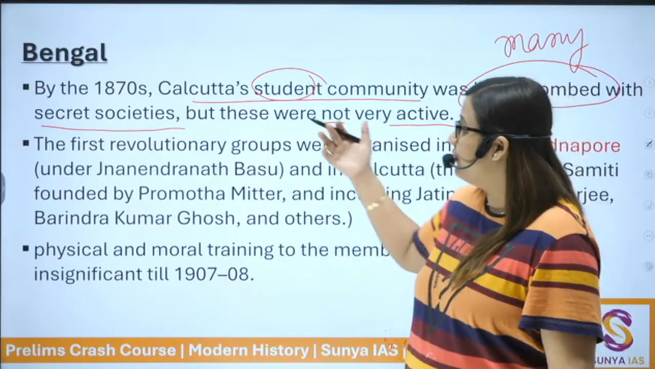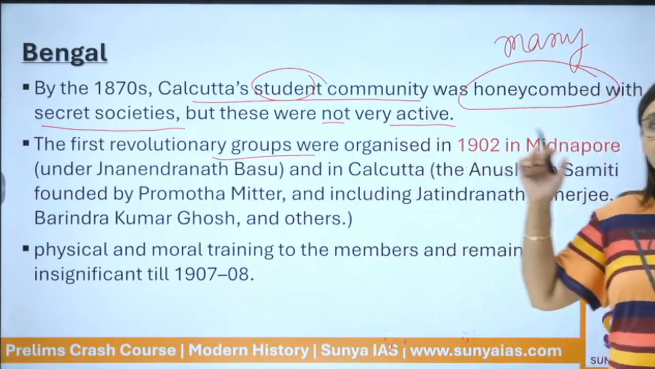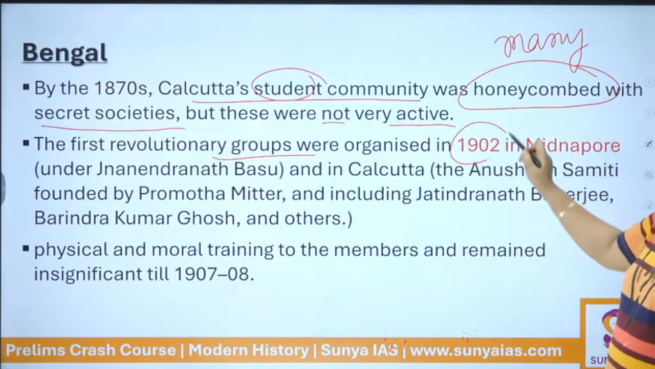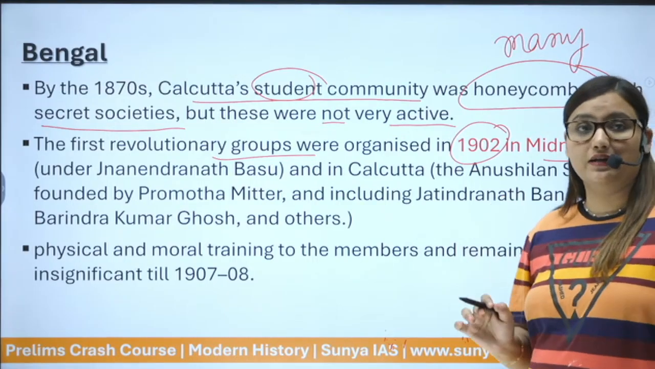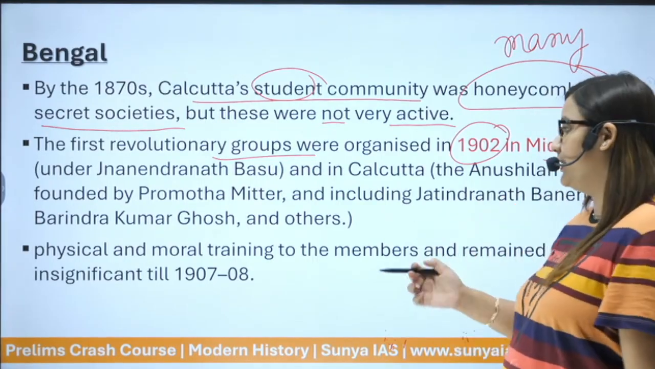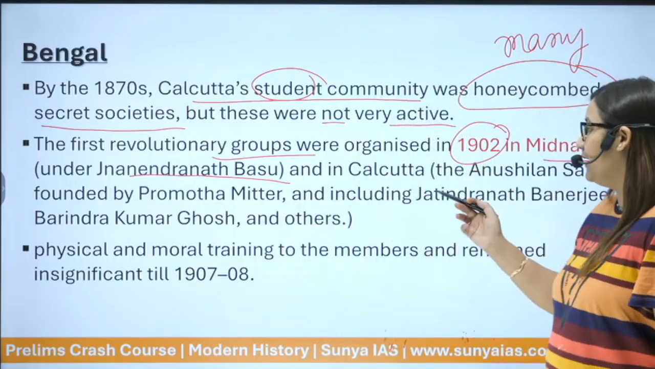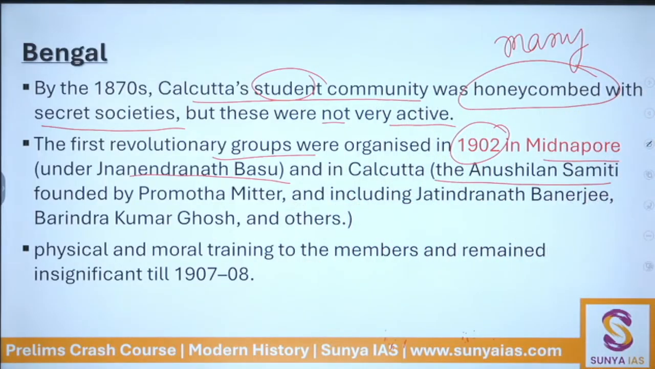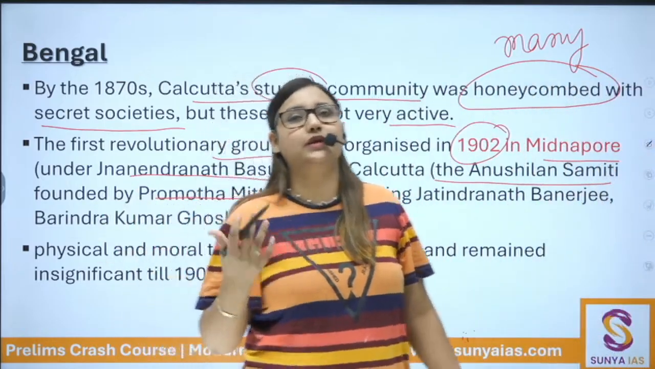But the first revolutionary group which got organized in 1902 was in Midnapur, the first one, under Gyanendra Nath Basu, or Jnanendra Basu. And in Calcutta, the Anushilan Samiti was there. Anushilan Samiti was founded by Pramod Mitra.